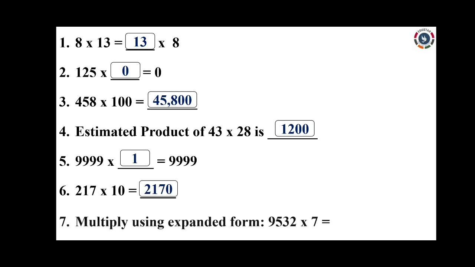Seventh question. Multiply using expanded form. 9532 into 7 is equal to 66,724. Expand the number 9532. 2 is in the 1's place, 3 is in the 10's place, 5 is in the 100's place, 9 is in the 1000's place. So according to that, you have to expand the number and then multiply.